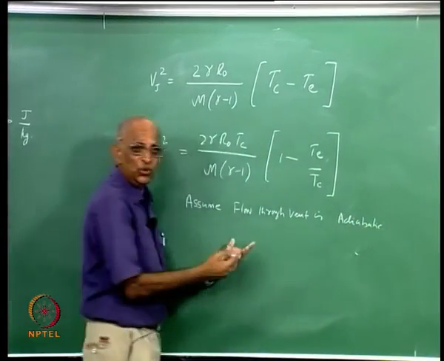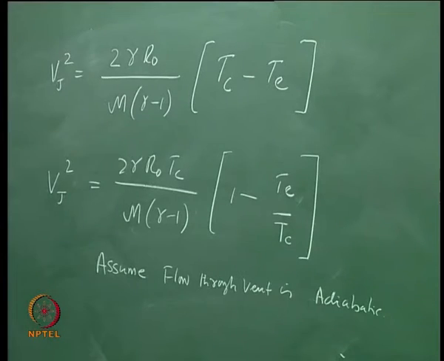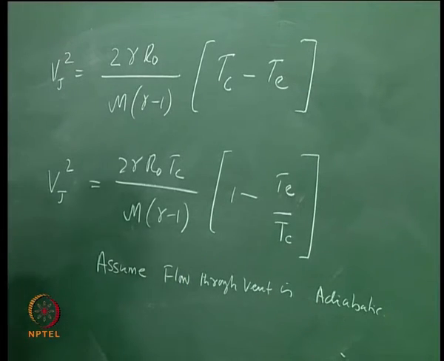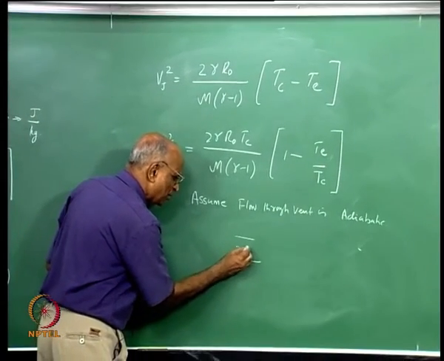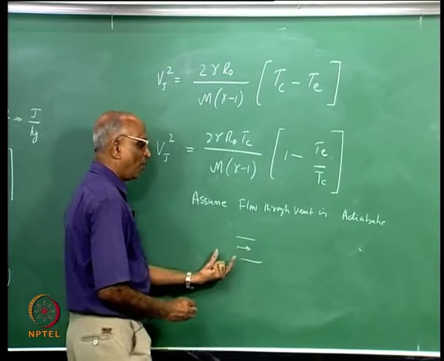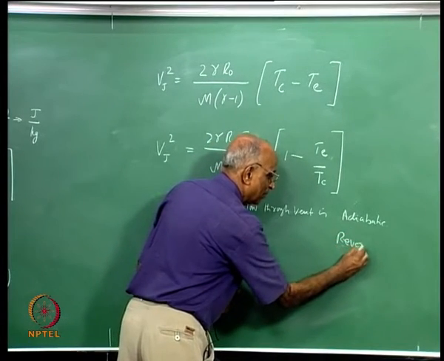Well, we had already assumed it, right? We said Q is equal to 0. Therefore, as a corollary, yes, flow through the vent is adiabatic. But let us make one more small assumption. Let us assume that the flow through this particular vent is quite slow. What do I mean by slow? I mean it is slow enough such that the flow is reversible.